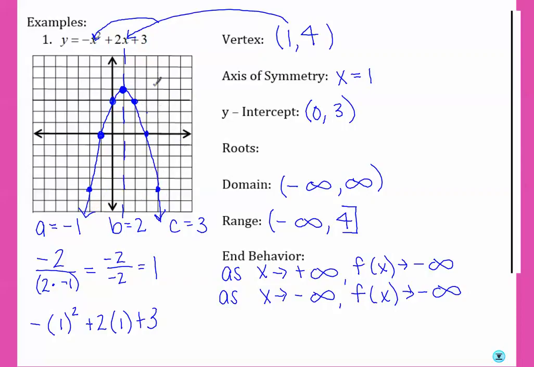I highly recommend that you check your y-intercept with where you plotted your y-intercept on your graph to help check that your y-intercept is either written correctly or that you graphed correctly. Remember, roots means the same thing as x-intercepts, zeros, or solutions. So it is the points (-1, 0) and (3, 0).